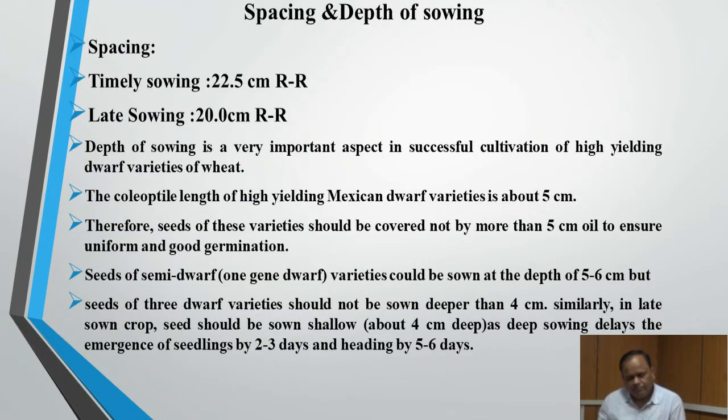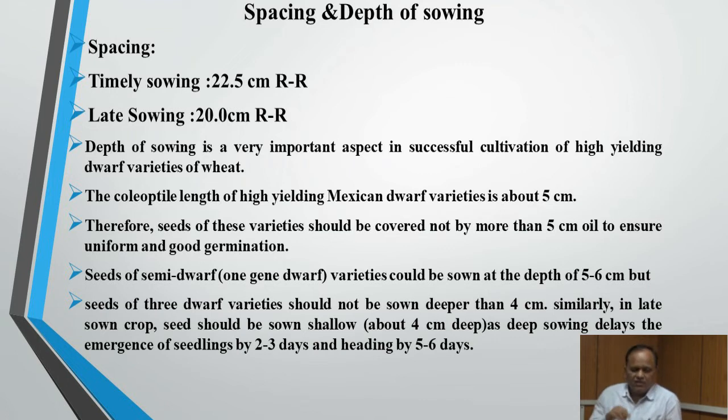Now the other important agronomical practice is the spacing. Spacing also determines the plant population as well as seed rate. If the row to row distance is less, then the seed rate will be higher. So for the proper plant population, spacing is one of the most important factors which determine the optimum seed rate.